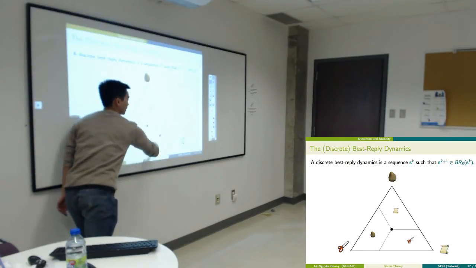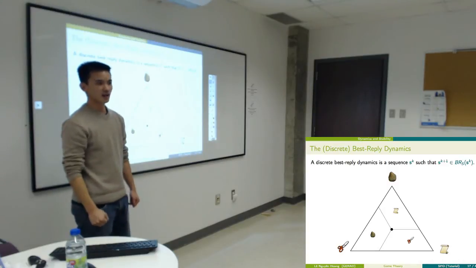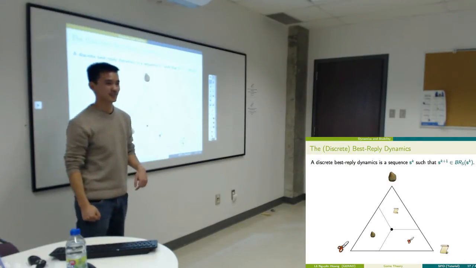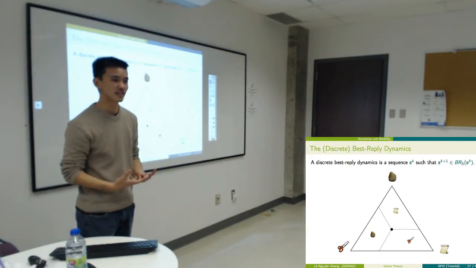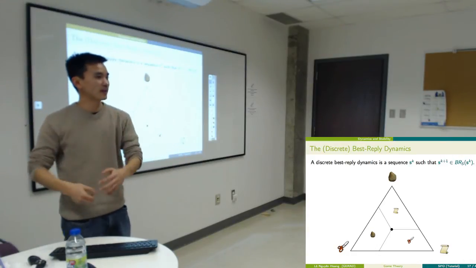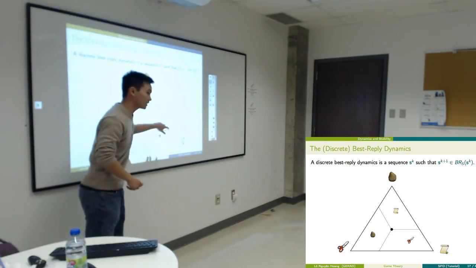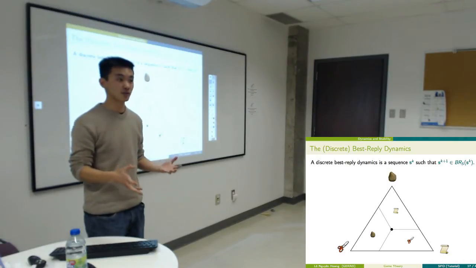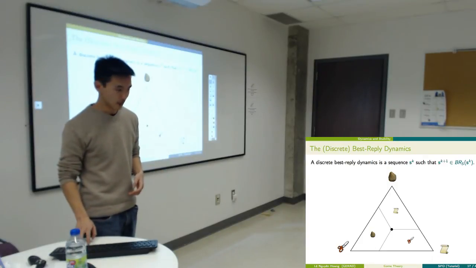So basically, you're always traveling like that, which is not very interesting. It's just jumping all around. So that's the best reply dynamics. If everybody is always best replying to what the other does, it's the kind of dynamics we would have. And there's no convergence, but always jumping.